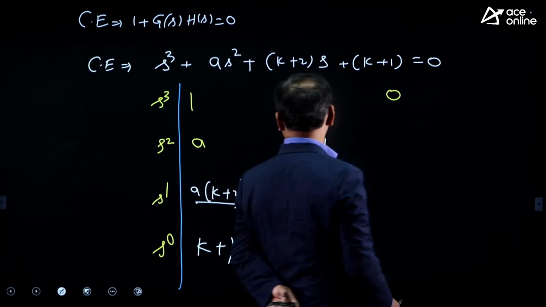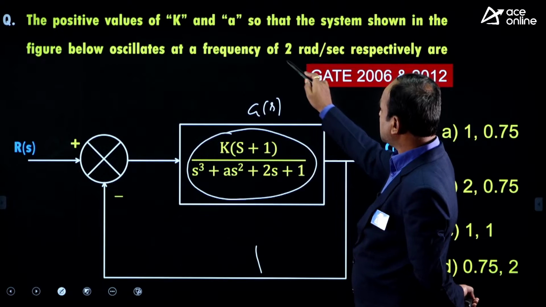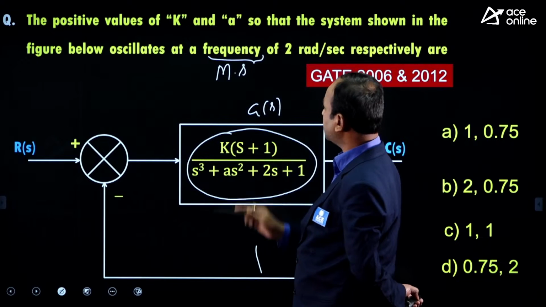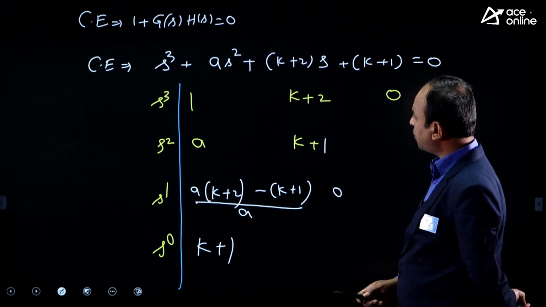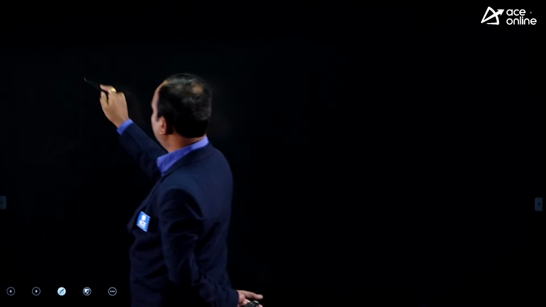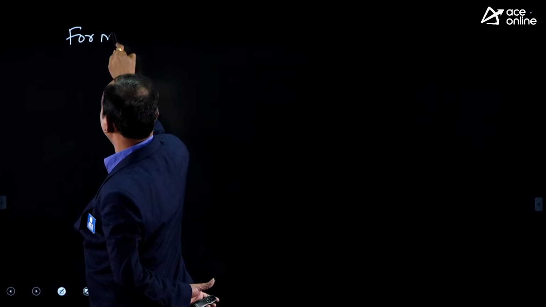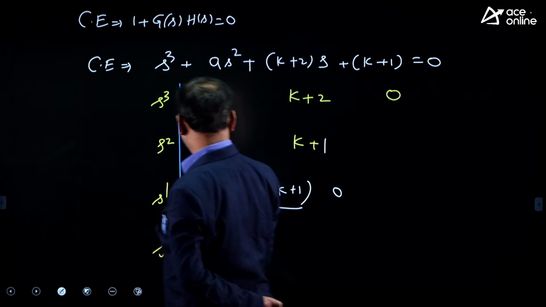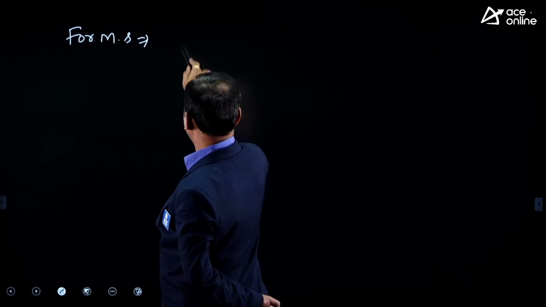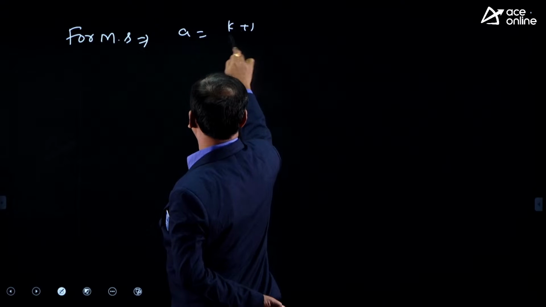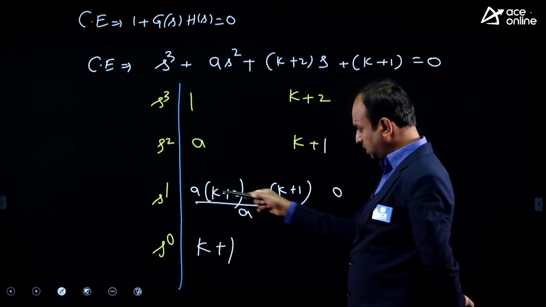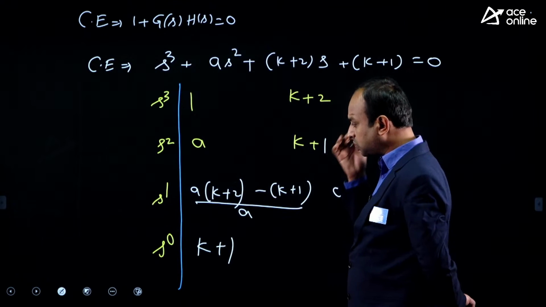So what is the examiner asking here? The frequency of oscillation is given. Frequency of oscillation means we are going to find it for marginal stability. So for marginal stability, the odd power row should be 0. So for marginal stability, this row is 0: a(k plus 2) minus (k plus 1) equal to 0. This is equation number 1. Then a equals (k plus 1) by (k plus 2).